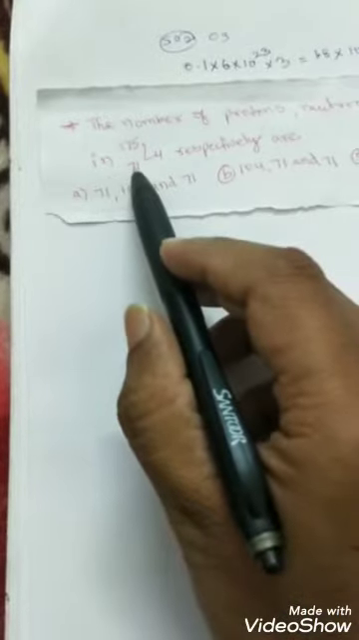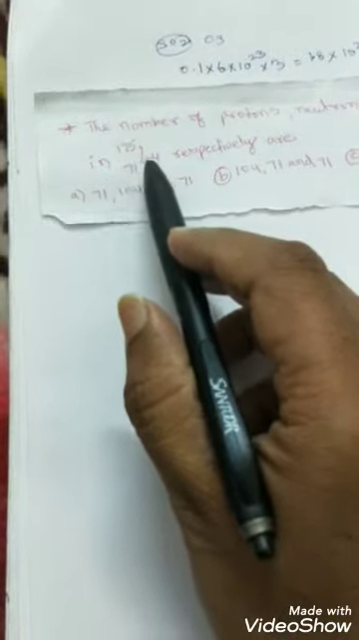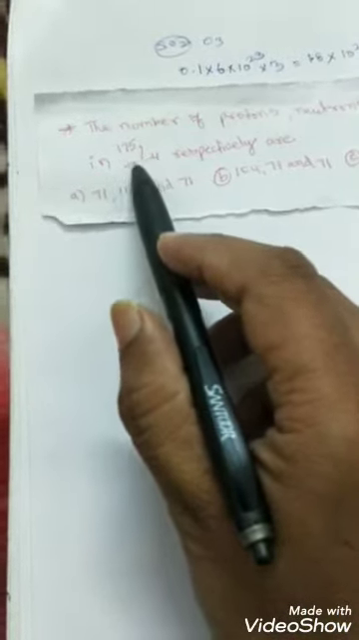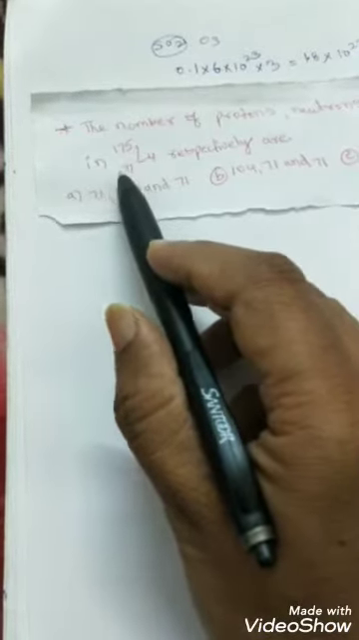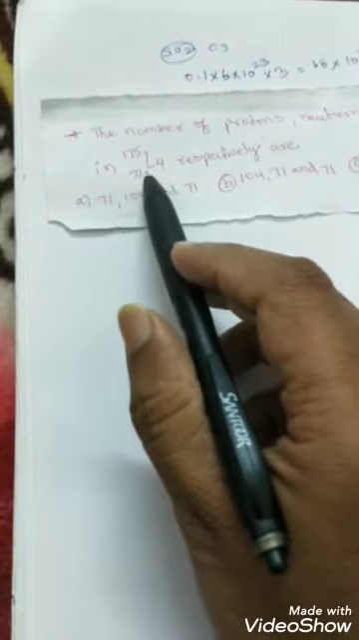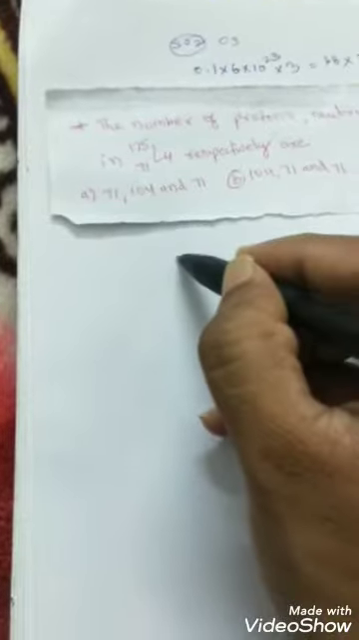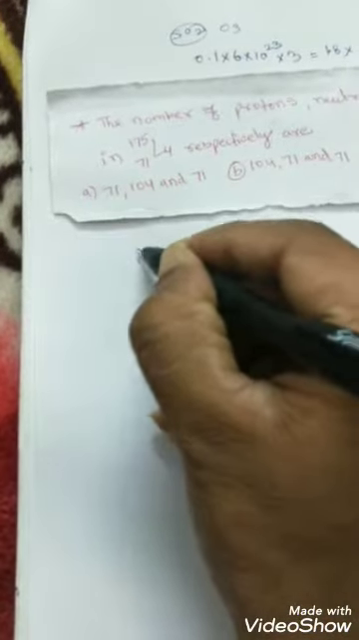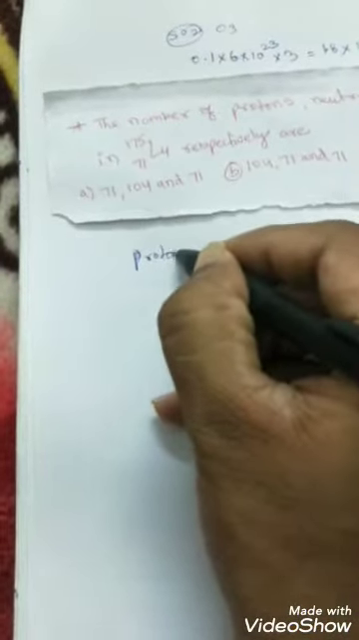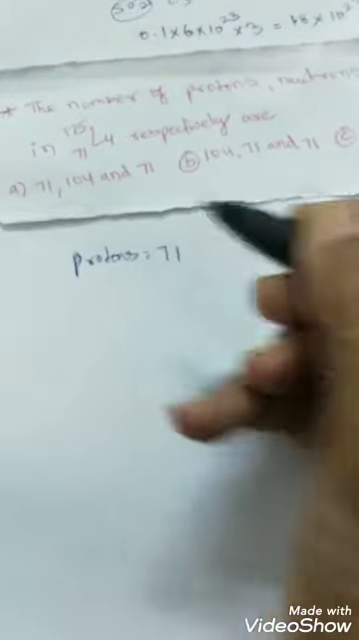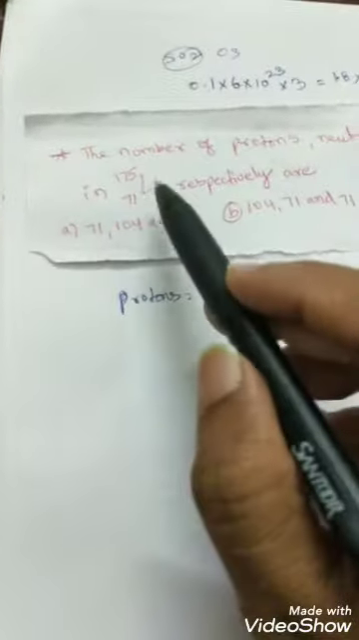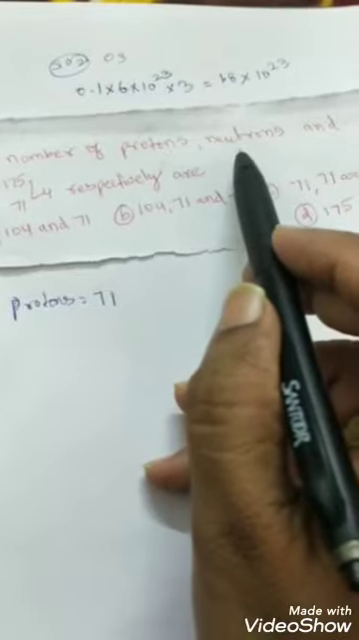Remember, protons are always present at the downside. So this 71 is nothing but the number of protons. Protons equals how many? 71.